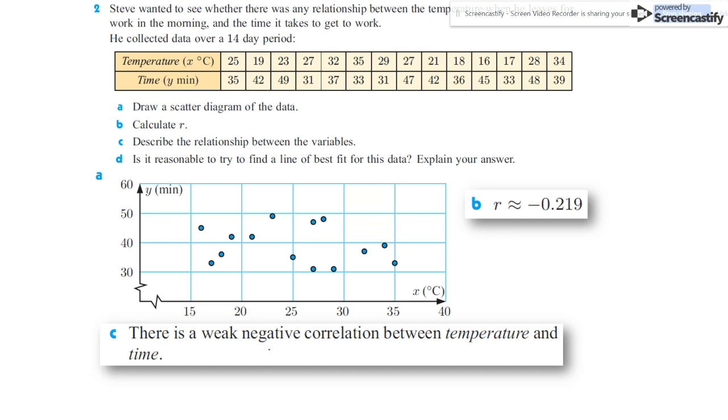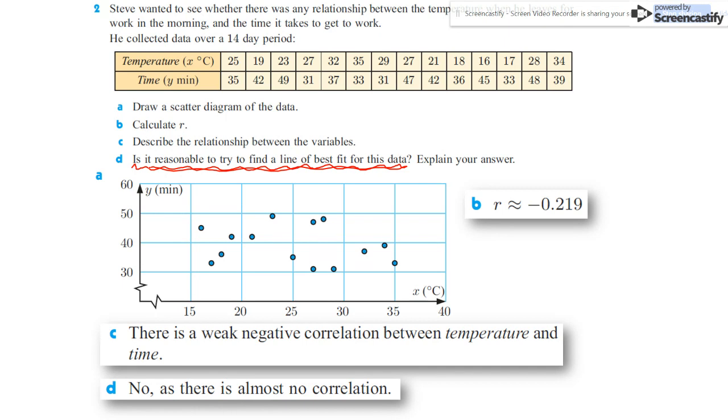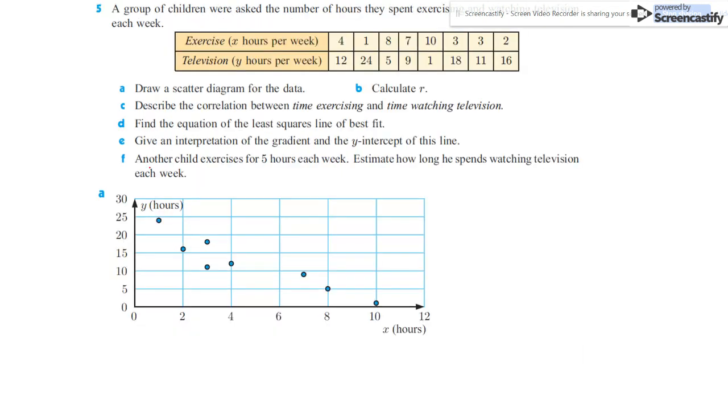So this is just asking you to stop and think, when is it appropriate to find a line of best fit? In this case, it's not appropriate. There's almost no correlation. So when there's almost no correlation, there's no reason to make a line of best fit because it would be worthless to try to use to make any estimations.